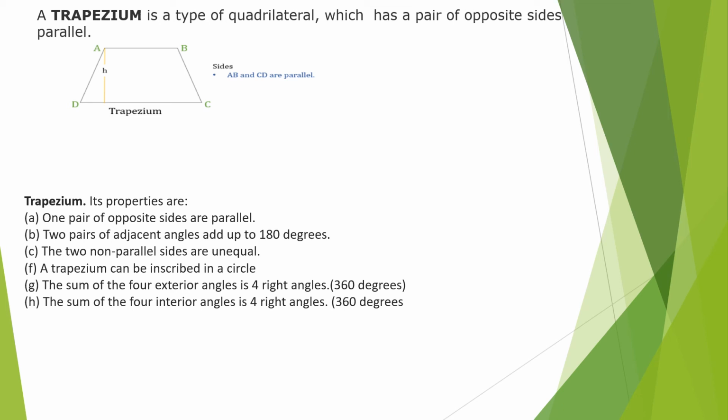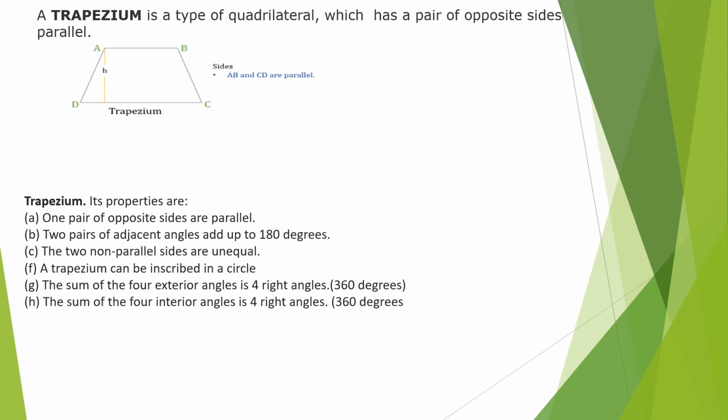Children, in this figure, trapezium ABCD, AB and CD are the parallel sides. Side AB and side CD are the parallel sides. Let us know about the properties of trapezium.